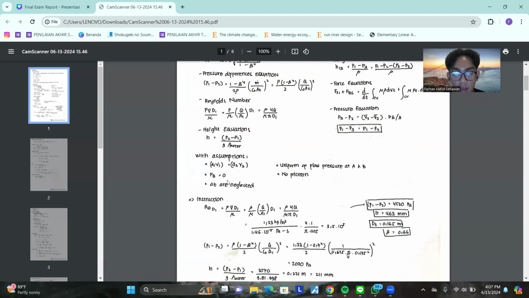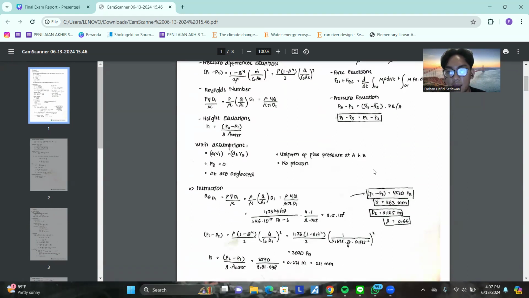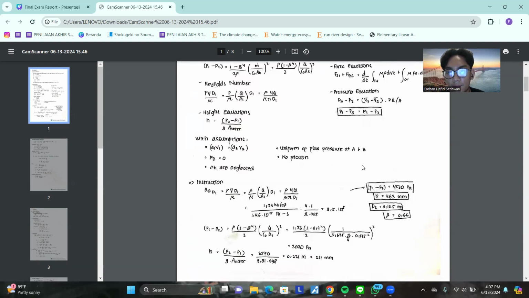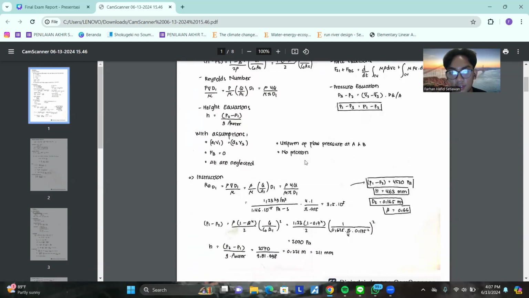The assumption for this question is A1 times V1 squared equals A3 times V3 squared. The assumption is that FB, the body force, is 0, and delta Z is neglected. There is uniform flow pressure at A and B, so this determines the different flow pressures at point A and point B. And lastly, no friction.